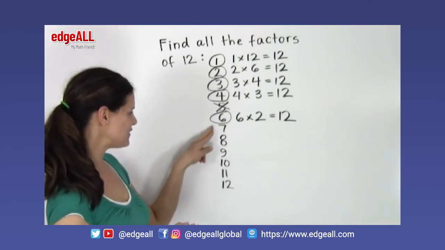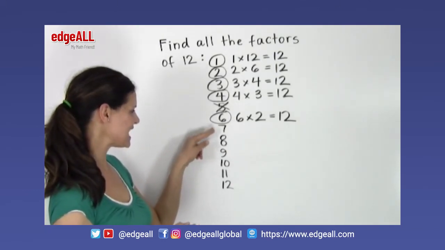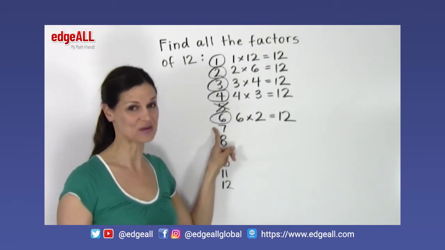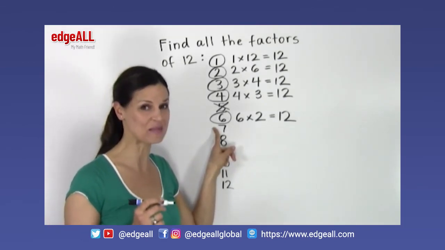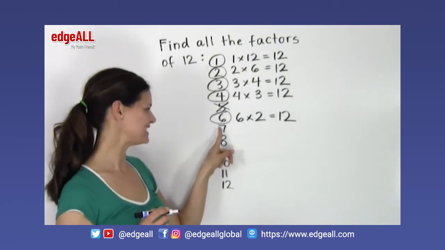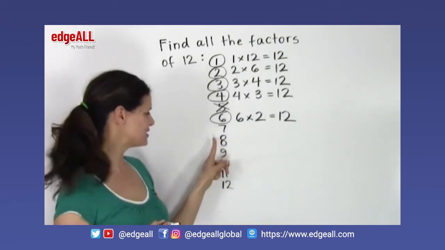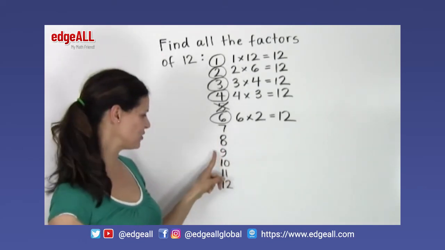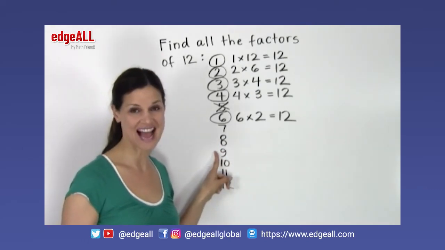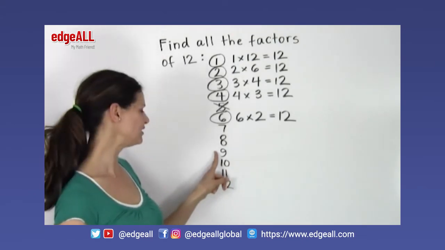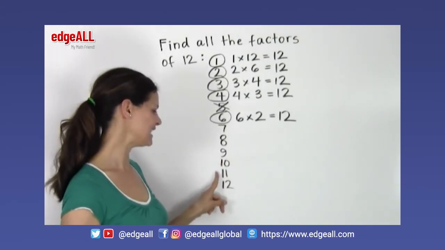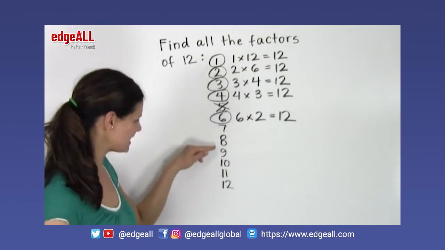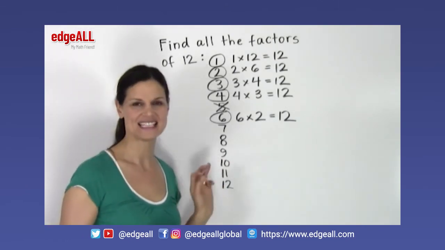In these next few numbers, I'm going to see that I can't use these as factors of 12 because there's no whole number that I can multiply by 7 to get 12. There's no whole number I can multiply by 8 to get 12. There's no whole number I can multiply times 9 to get a product of 12. Same with 10 and 11. There are no whole numbers that I can multiply by 7, 8, 9, 10, or 11 to get the product of 12.